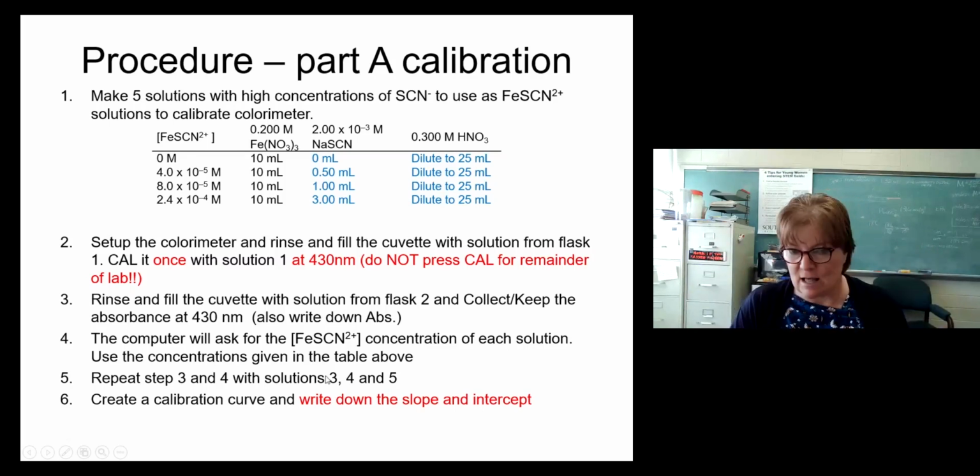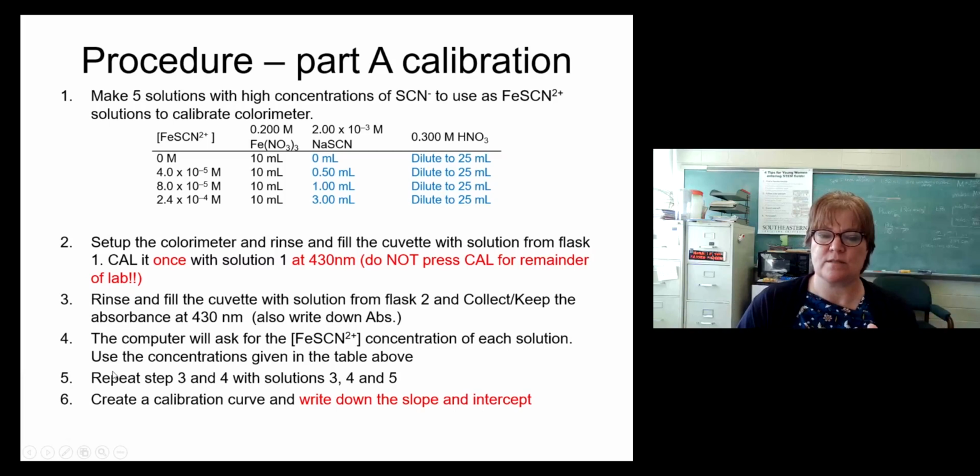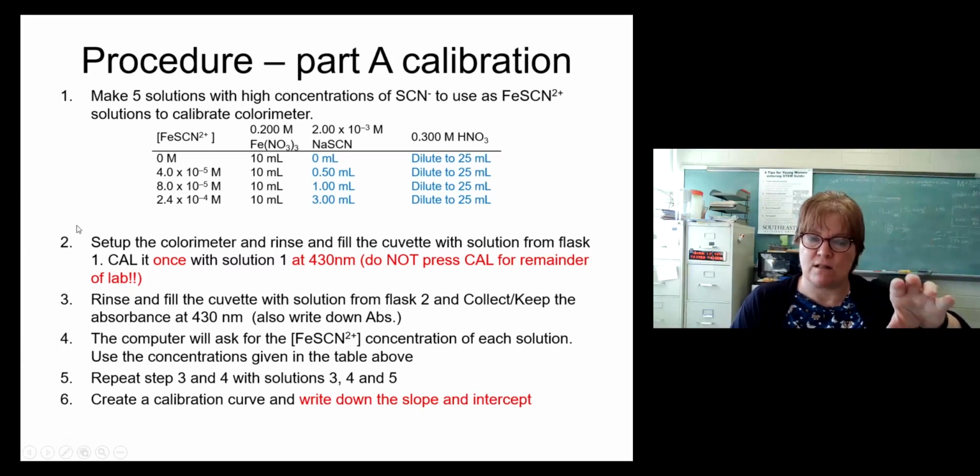Remember, we only hit that cal button once at 430 nanometers. And we're going to say this is the 0 absorbance. We're going to set it up so that it asks you what is the concentration, and you're going to type in 0 because that's what's in the first column there. And then we're going to remove it.